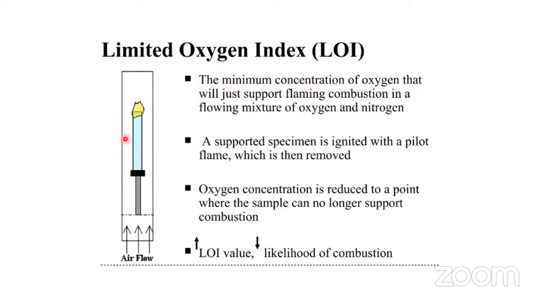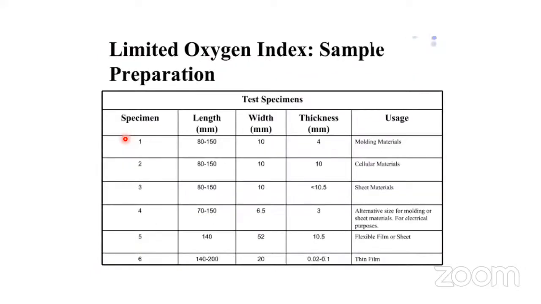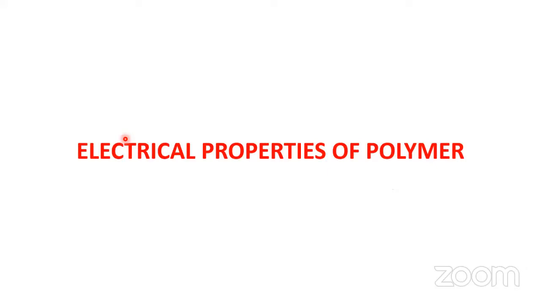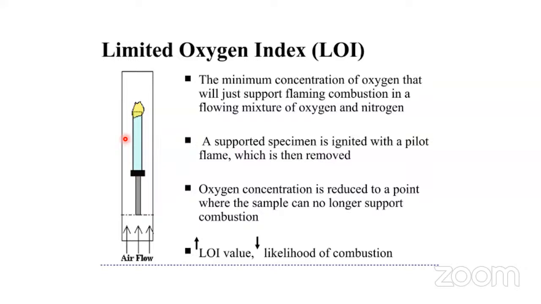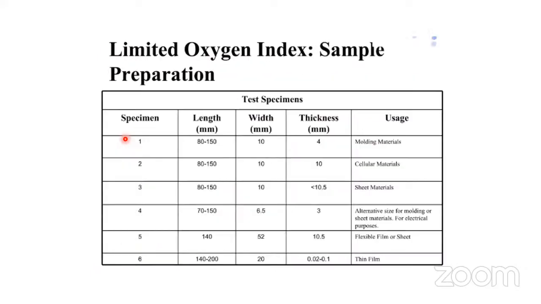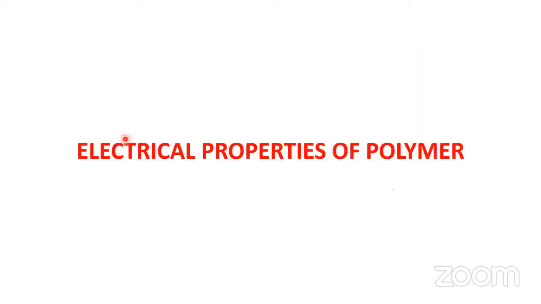This is the second method to identify the flammability properties of your polymeric material. These are the test specimen sizes and the sample preparation for limiting oxygen index. This is all about the flammability properties of your polymeric material. So let us start with electrical properties of polymers.